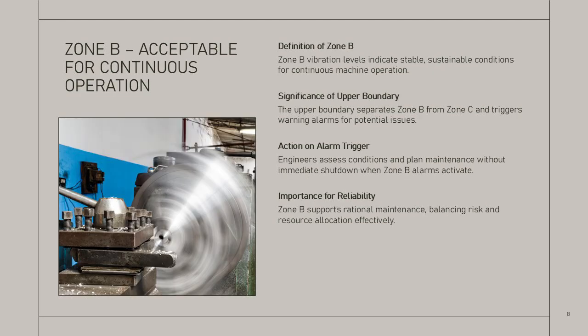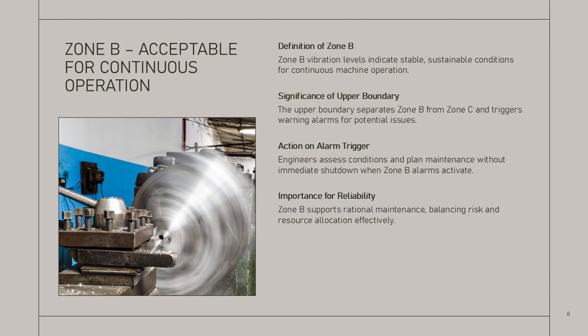Zone B defines vibration levels that are considered acceptable for long-term, continuous operation of rotating machinery. Most properly functioning industrial machines operate within this zone for the majority of their service life. From an engineering reliability standpoint, Zone B represents a stable and sustainable operating condition where dynamic forces are present but not excessive enough to cause accelerated wear or fatigue damage.